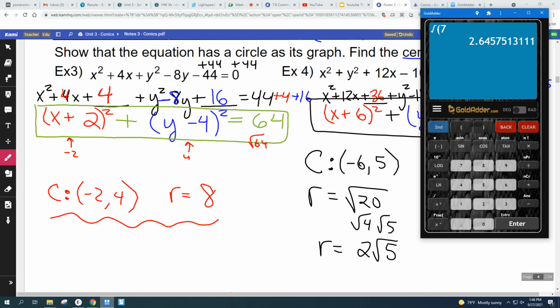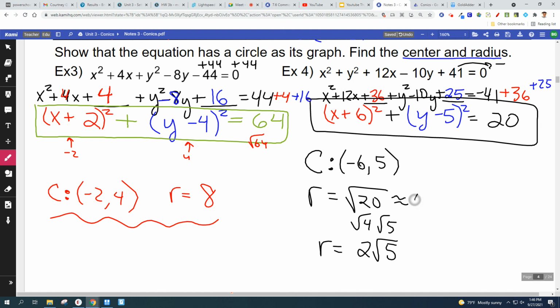If you're graphing, though, if you had to graph that, you might just plug in square root of 20 and go about 4.5. That's about 4.47. So if I was graphing it, I'd go over about 4.5.